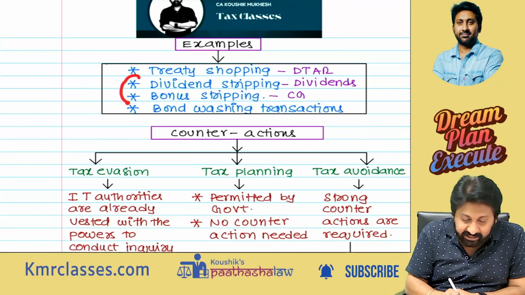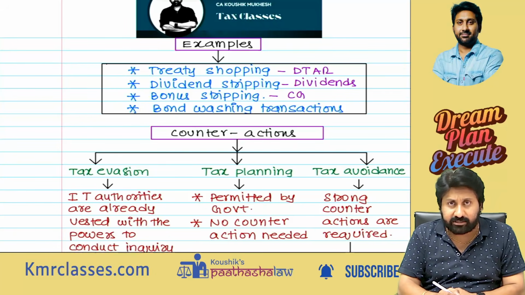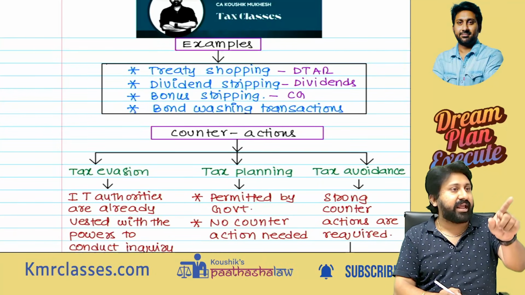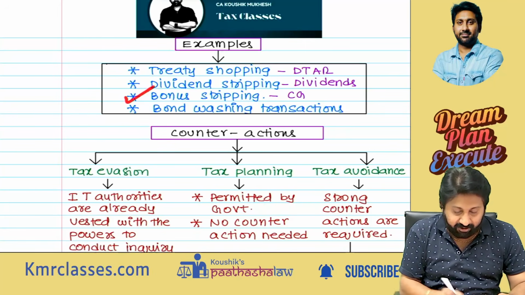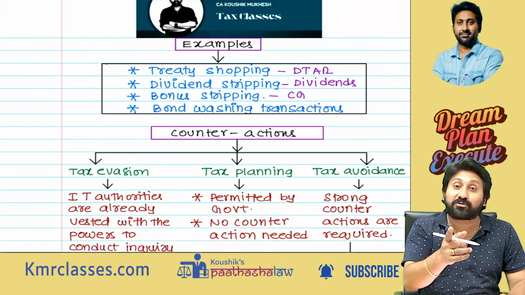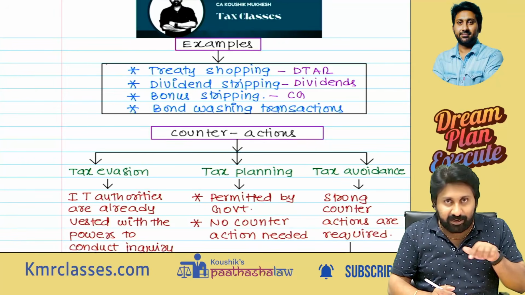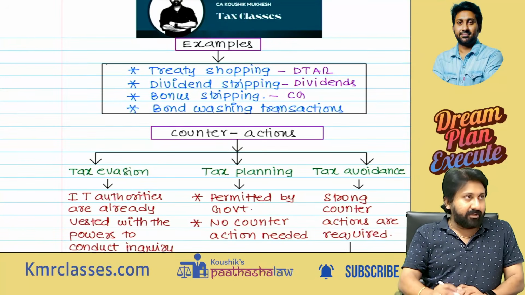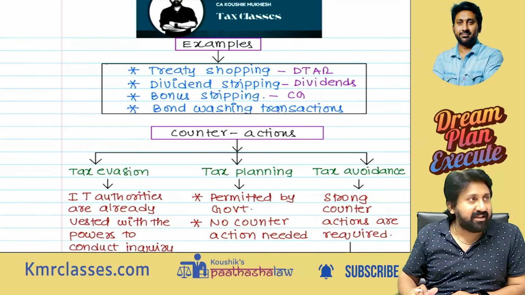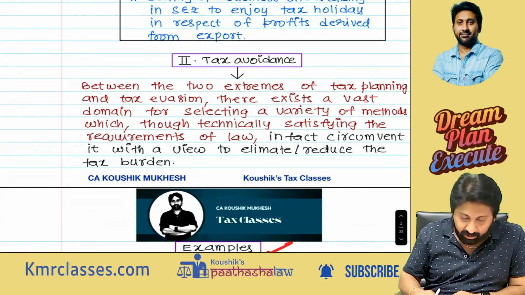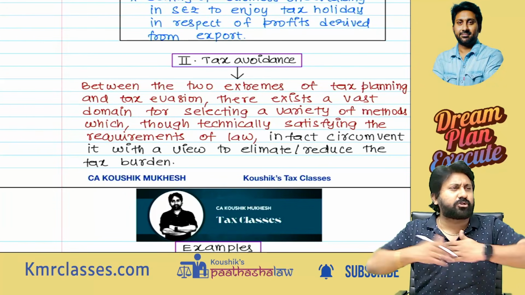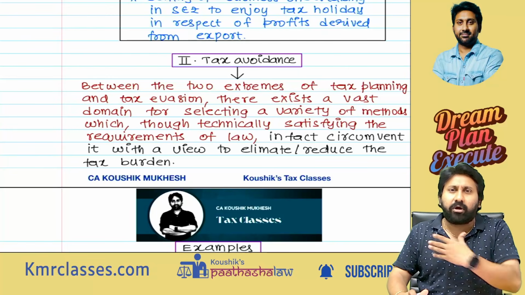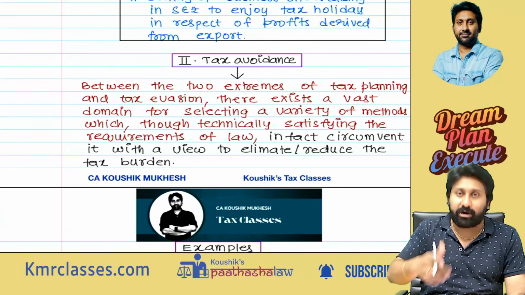But dividend stripping and bonus stripping I will be covering here because those have a direct link with tax avoidance. And moreover, 2 attempts back, a 6 marks question came from bonus stripping and a 6 marks question also came from GAAR. So if you listen to this, it is a 12 marks area. By God's grace, if it comes, tambola. Let us understand now. Between tax evasion and tax planning, there exists a vast domain where people can take a good advantage. That is called tax avoidance.